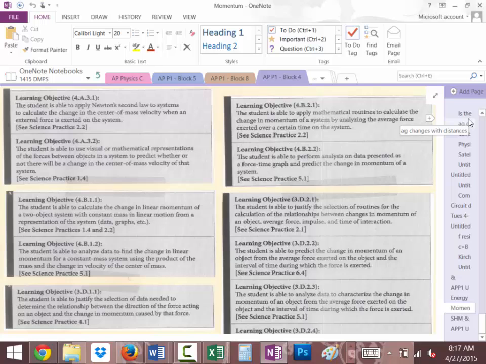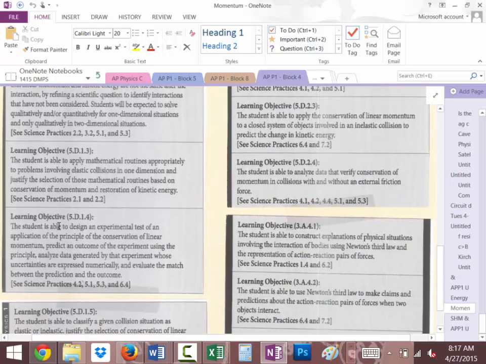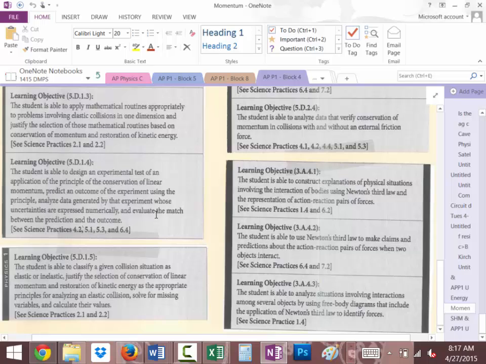Those are 5D14. 5D14, sure, if I can find it. I hate this. Okay, 5D14, I found it. I'm looking at 5D14. It's on the back of my page, halfway down the first column. It says, a student is able to design an experimental test of an application of the principle of conservation of linear momentum, predict an outcome of the experiment using the principle, analyze data generated by that experiment whose uncertainties are expressed numerically, and evaluate the match between the prediction and the outcome. So basically that means, can you do a conservation of momentum lab?